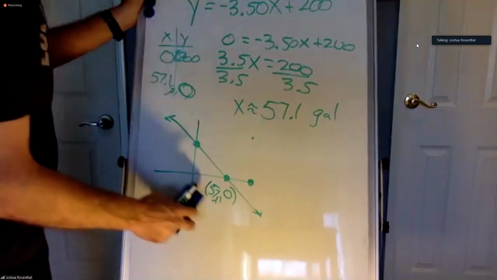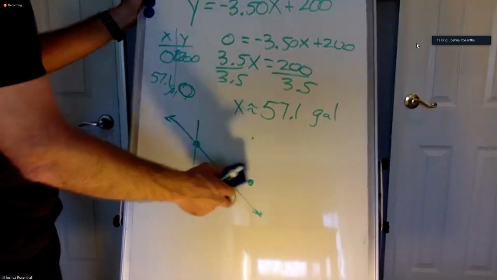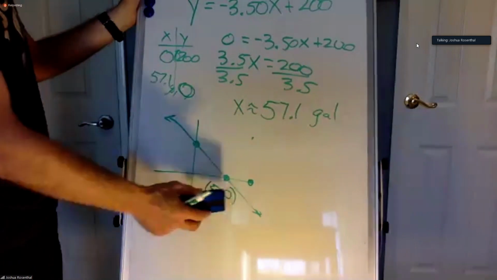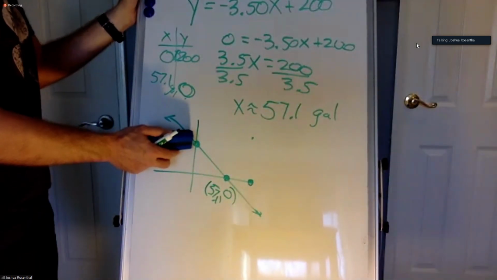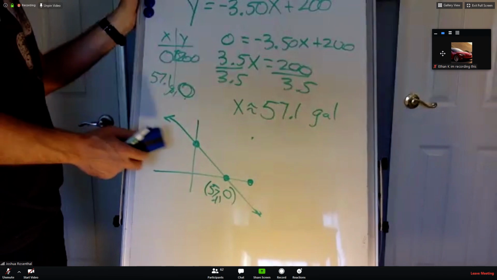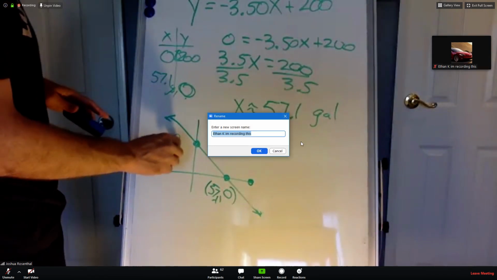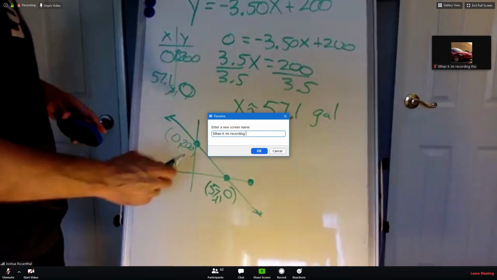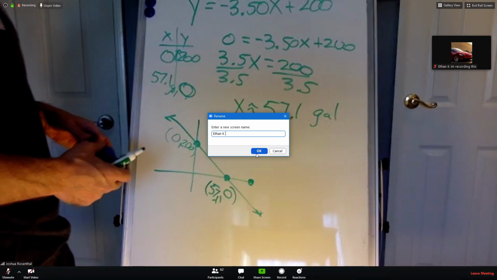What I know is that no matter where it hits the x-axis, the coordinate has to have a y value of 0. And where it hits the y-axis, the x has to be 0. So this would be 0, 200. 0, 200. Wow, that's a big number.